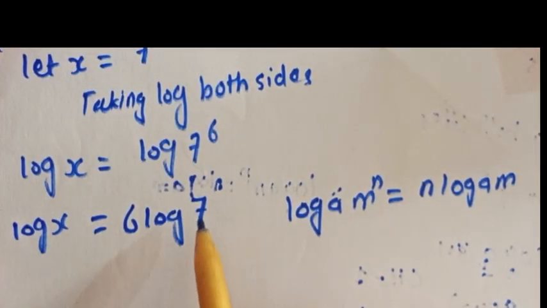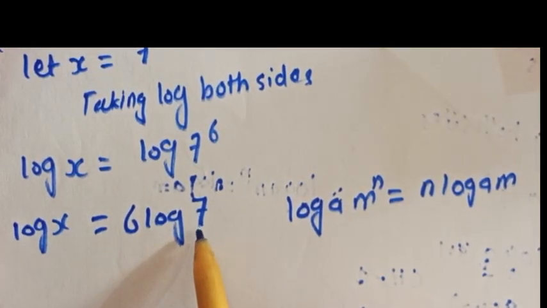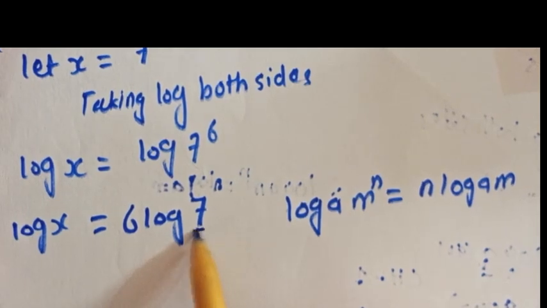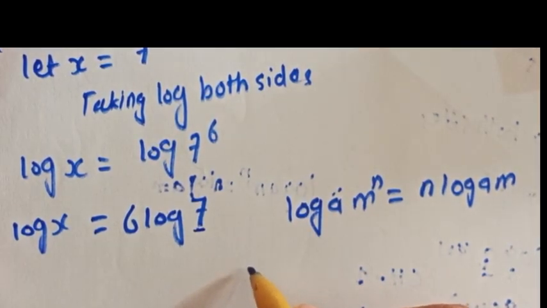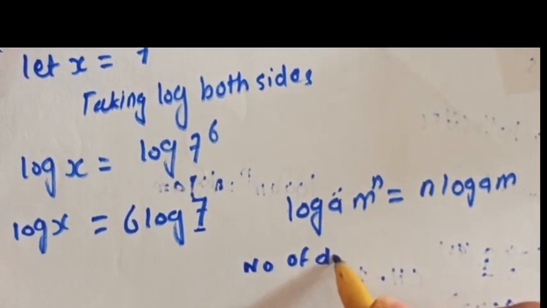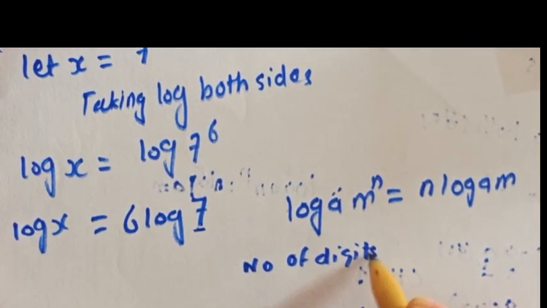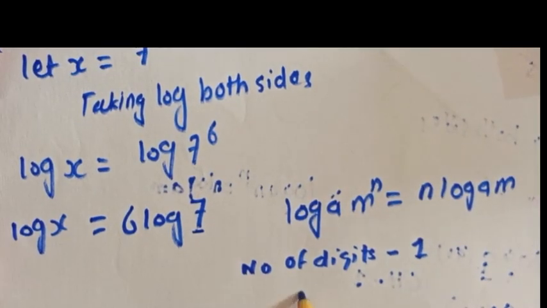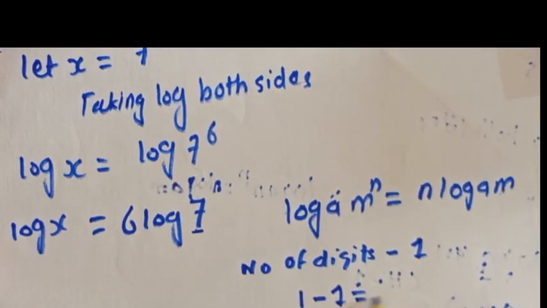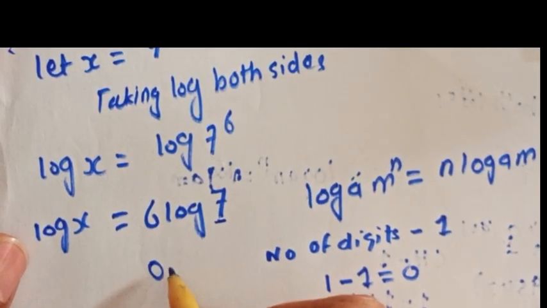So now I am supposed to find out the characteristic and mantissa of this logarithmic value. For finding out the characteristic, I will use the number of digits minus 1. The number of digits is 1, so 1 minus 1 is equal to 0. So my characteristic is 0.